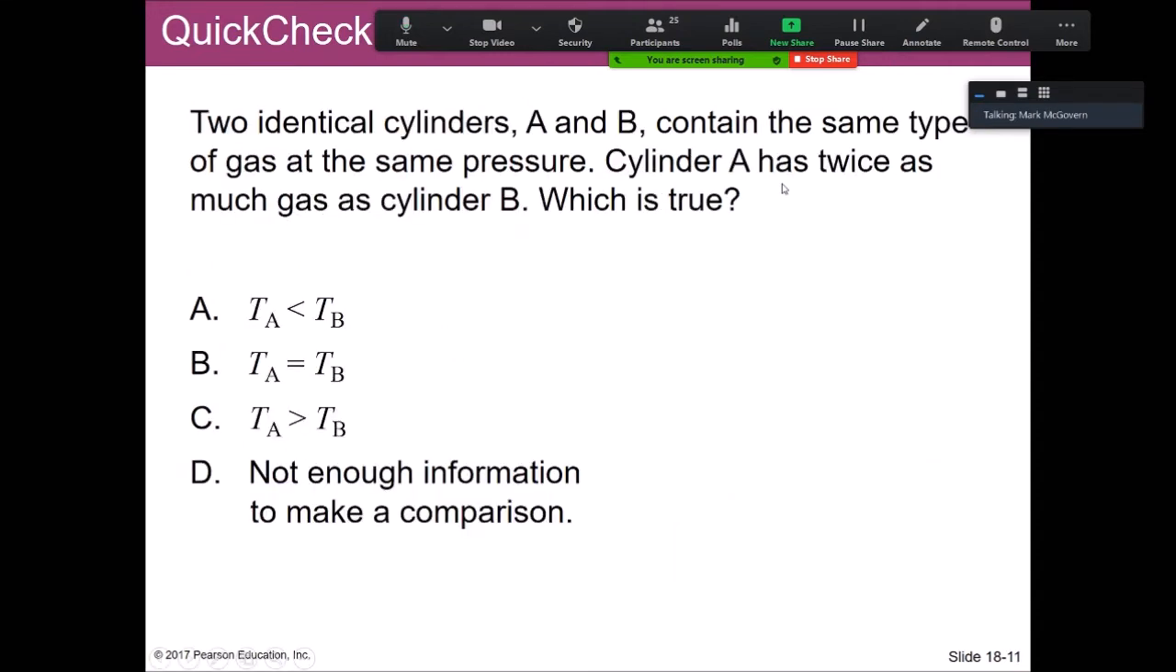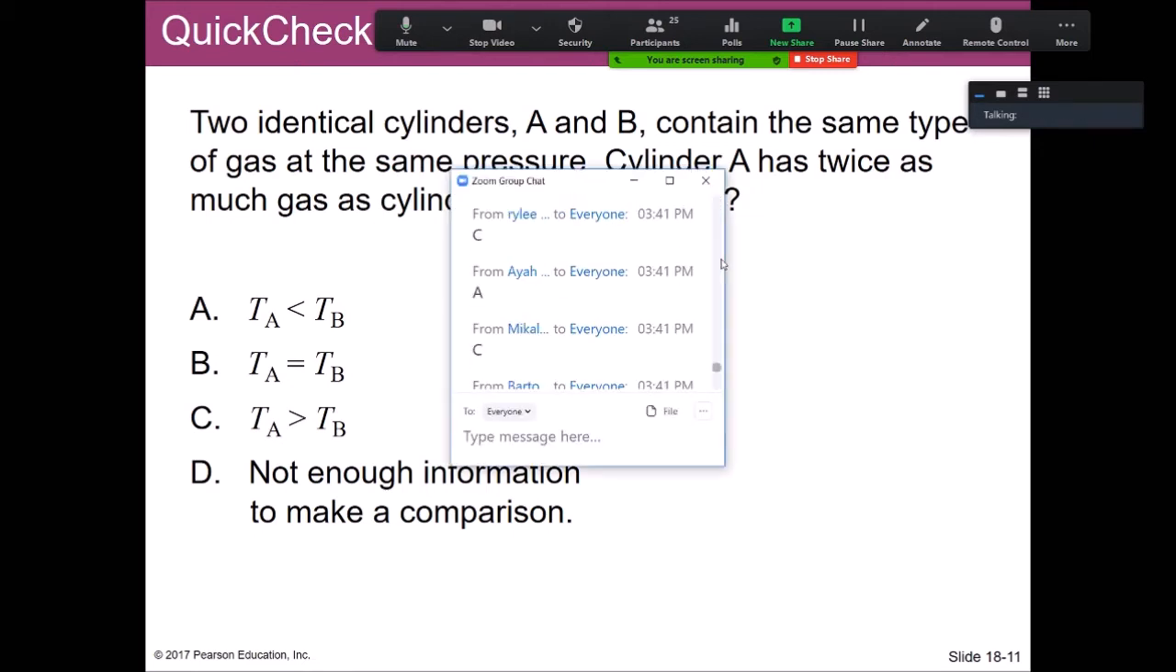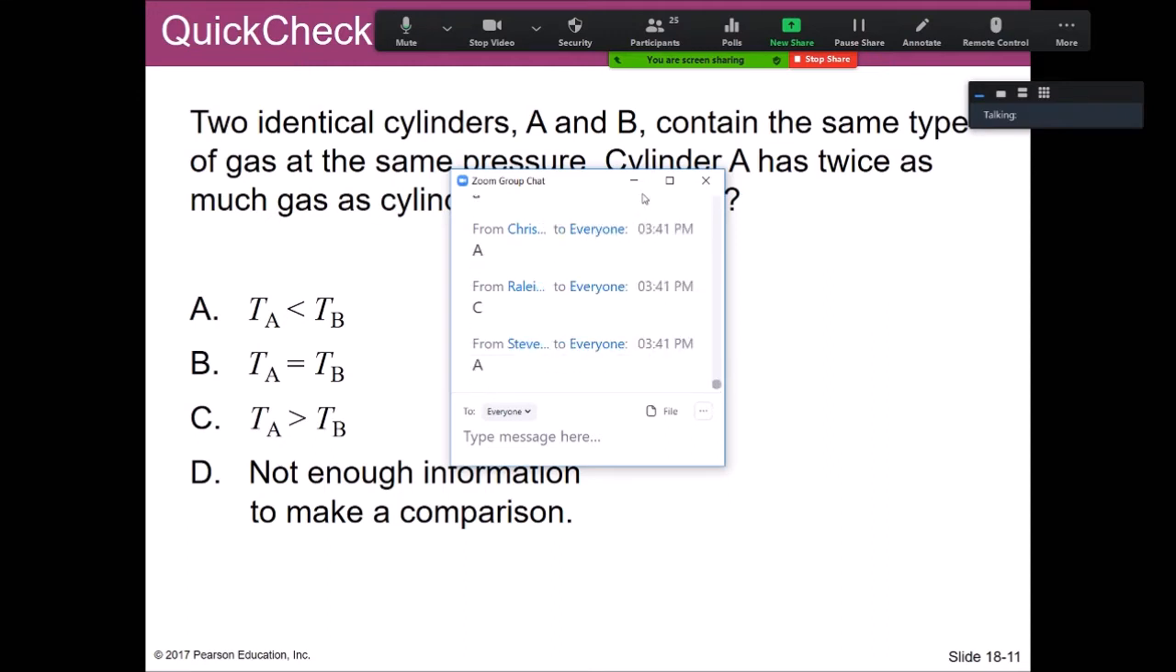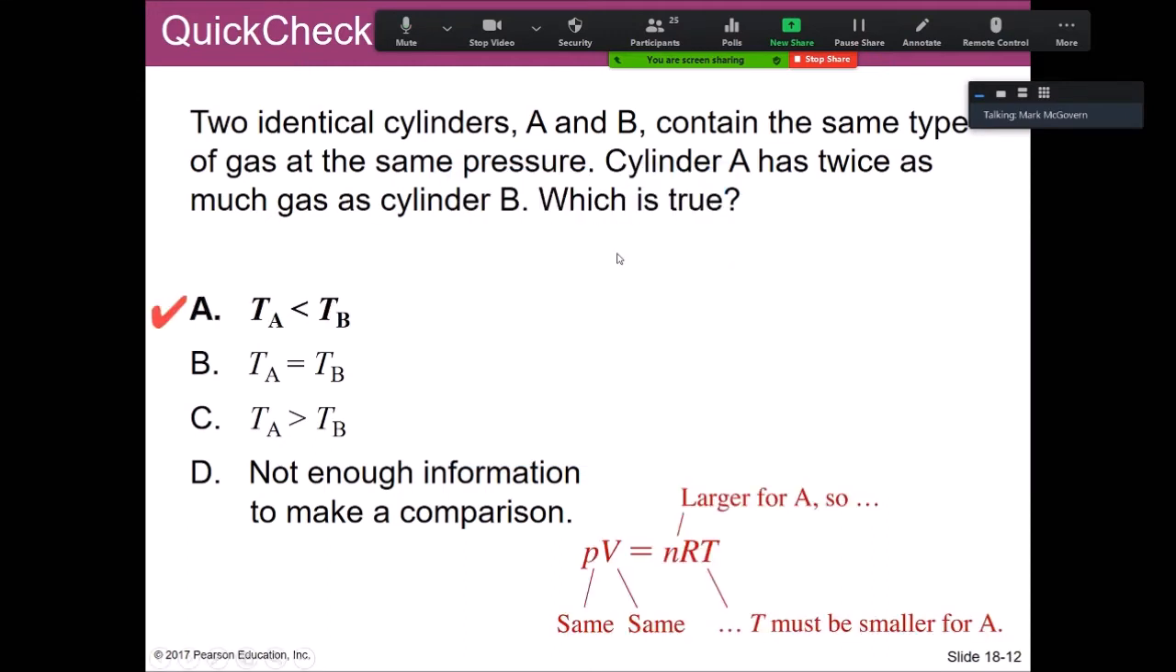All right, moving on. Two identical cylinders, A and B, contain the same type of gas at the same pressure. Cylinder A has twice as much gas as cylinder B. So what is going to be true here? The answer is A.